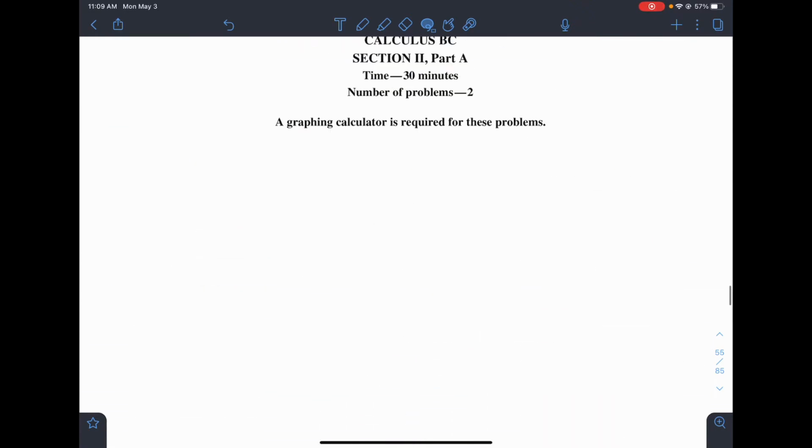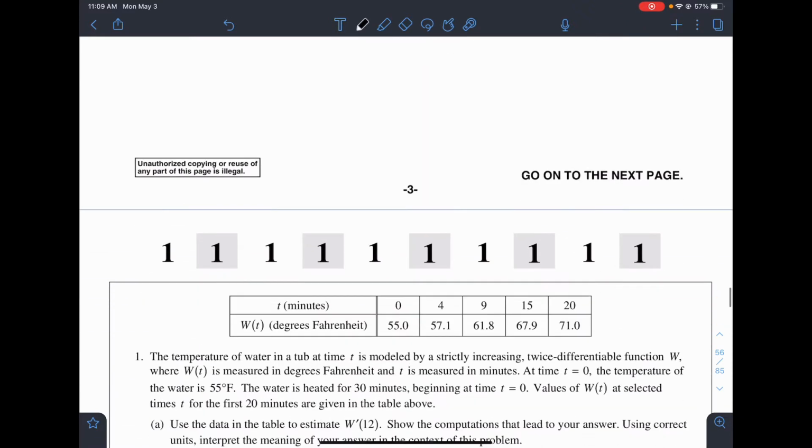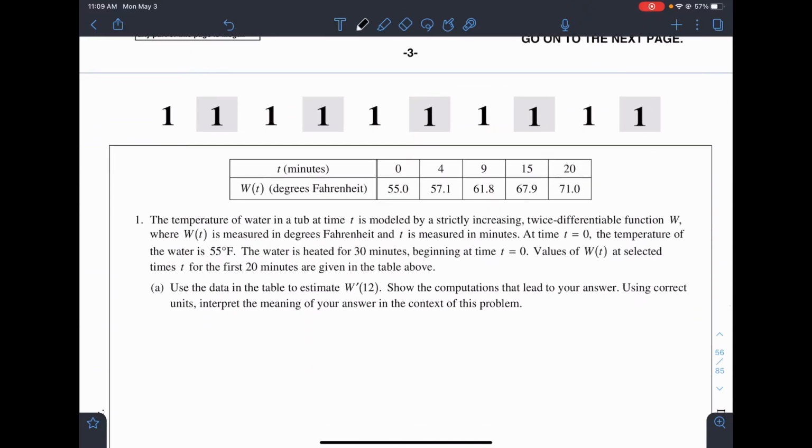Hello, I am back again for the Calculus BC 2012 practice exam. Today I'm going to be doing part A of the free response questions. And these questions are going to need a graphing calculator, so if you want to solve along, make sure you have that. Alright, so our first question, we want to find the temperature of water in a tub.